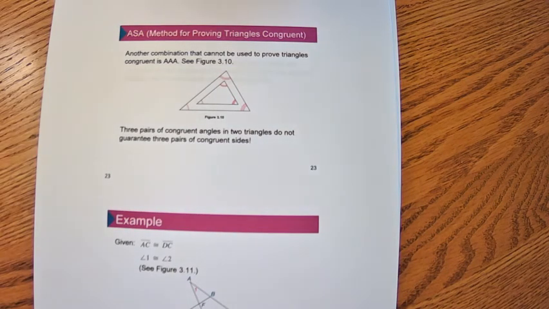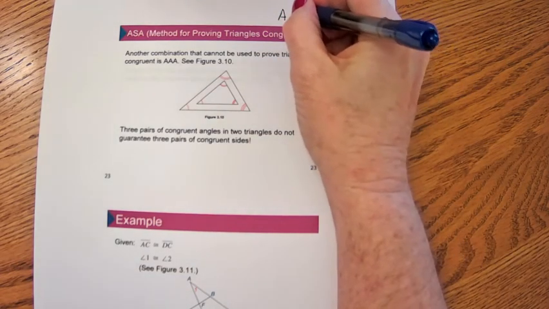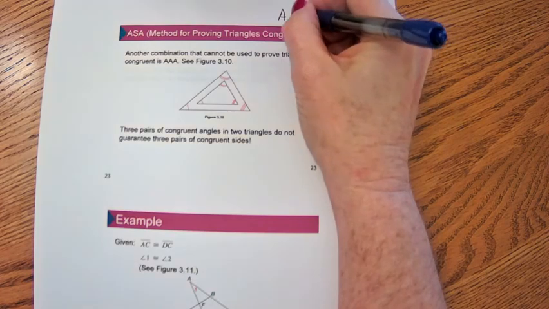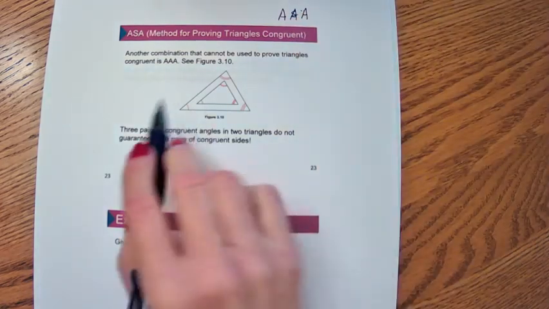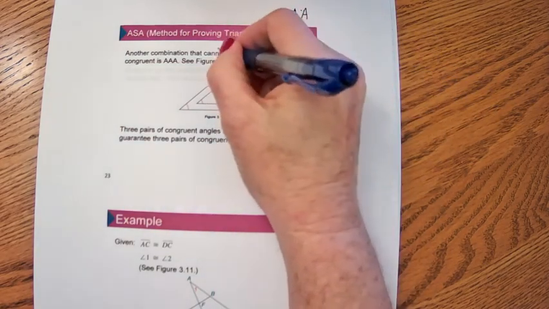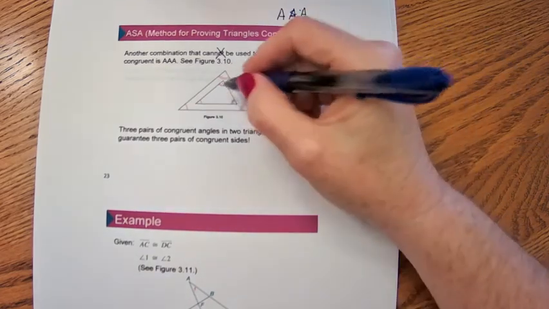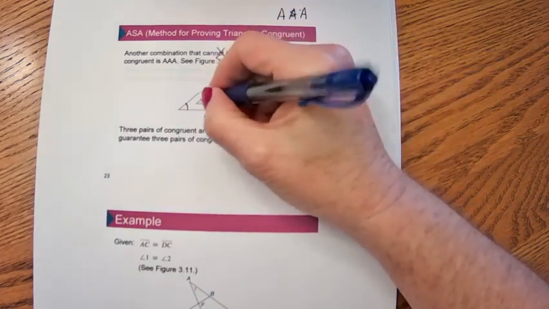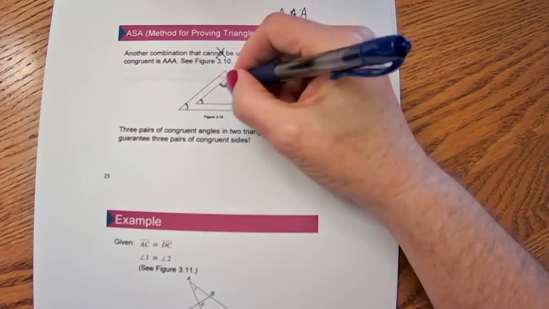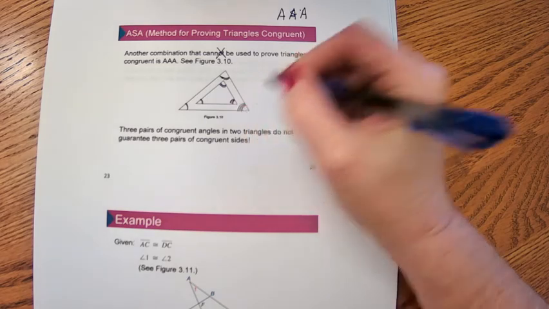Another method that is not a good way to prove that triangles are congruent is angle, angle, angle. If all 3 angles are congruent, this is not a good way to prove that triangles are congruent. Because look here, I have 2 triangles. Those 2 angles are congruent. Those 2 angles are congruent. And those 2 angles are congruent.